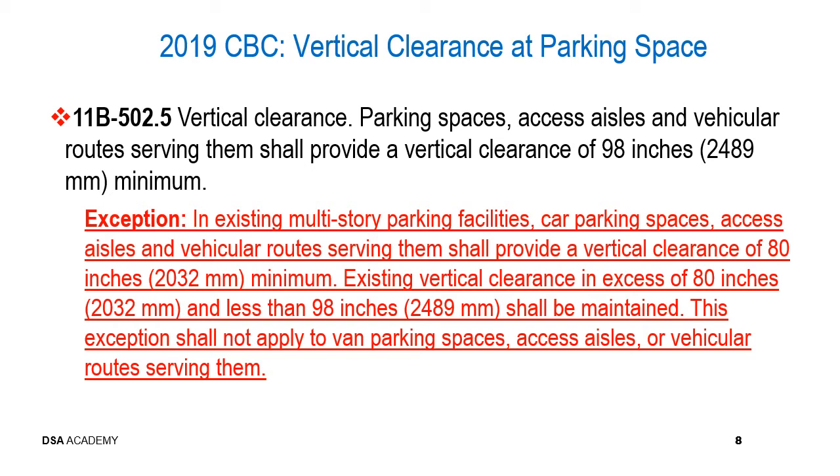This vertical clearance in the existing multi-story parking facilities is often inadequate to provide strict compliance with the 11B-502.5 requirements and requires the building official to determine the existing condition is technically infeasible to allow accessible parking with a vertical clearance lower than 98 inches. The exception requires existing vertical clearances in excess of 80 inches and less than 98 inches to be maintained without reduction to provide the greatest vertical clearance possible in these existing facilities. The 80 inches minimum vertical clearance at car accessible parking spaces, access aisles, and vehicular routes serving them complies with the 2010 ADA standards for accessible design.